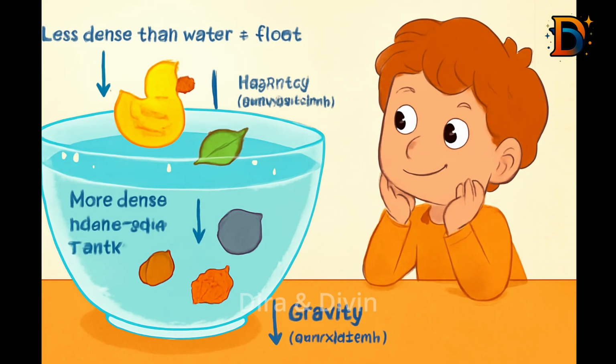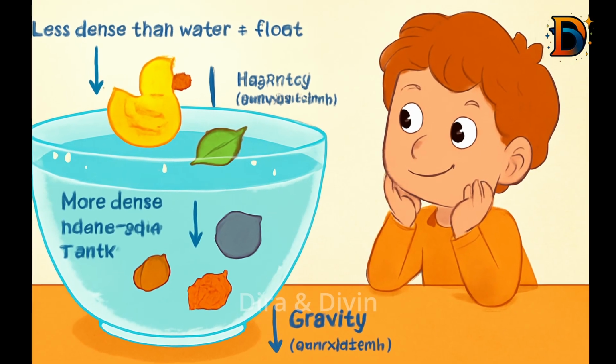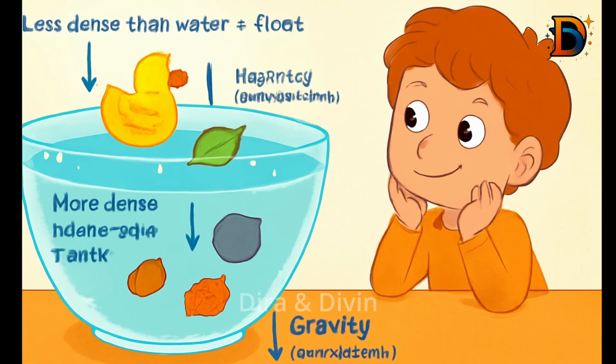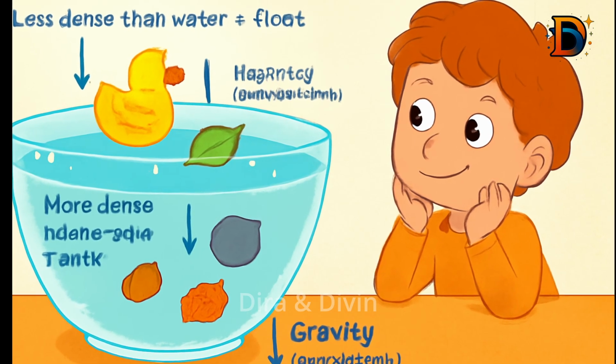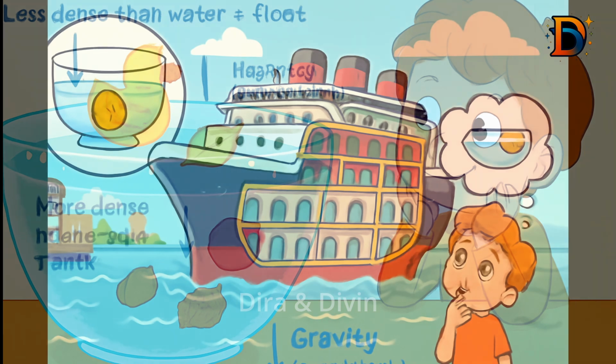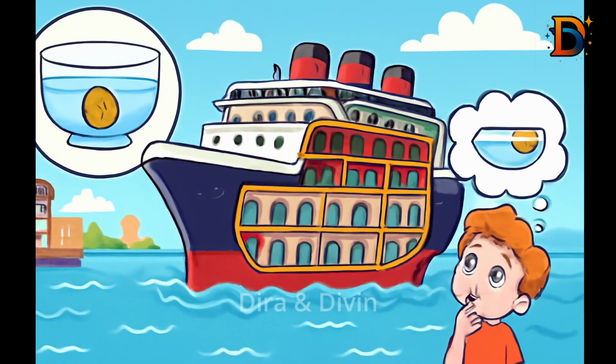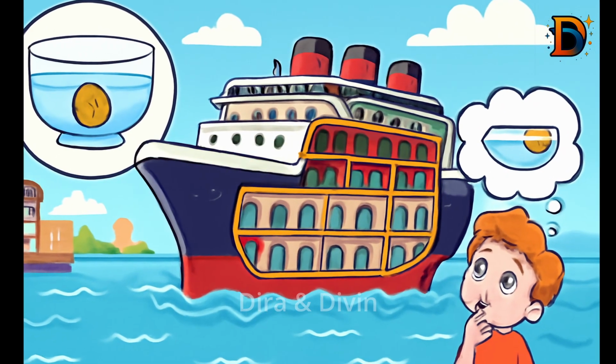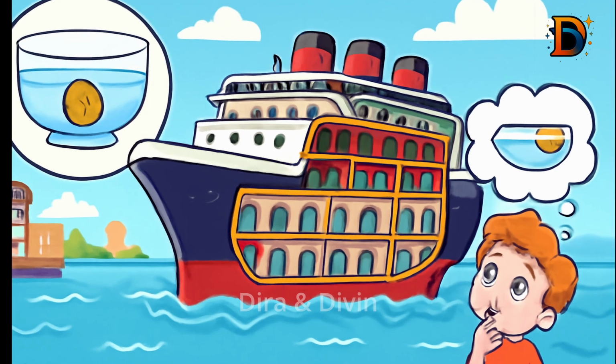Real life examples kids know. A rubber duck or a plastic ball will float in the tub. A coin or a stone will sink to the bottom. Big boats float because their shape contains lots of air, making them less dense than water.